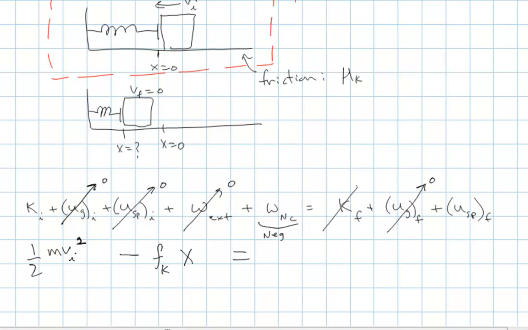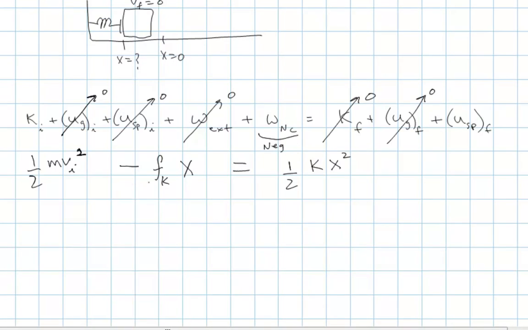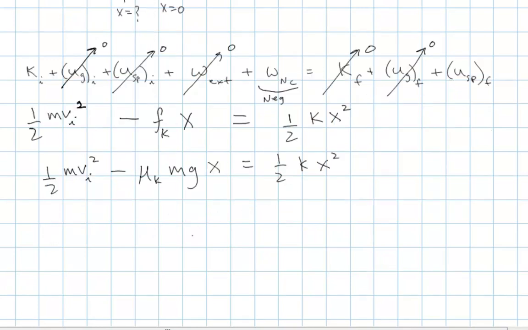Is our block moving at the end? No, it's not. But we do have energy at the end in our spring, 1/2 k x squared, and we're solving for x. So we'll move some of these. Oh, first of all, what is friction force? Friction force is mu, the coefficient of kinetic friction, times the normal force, which is mg, and the distance here is x. So we can move everything to the other side, and then we have a quadratic equation.